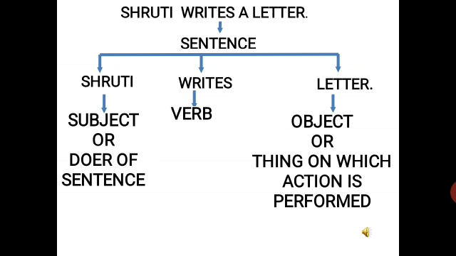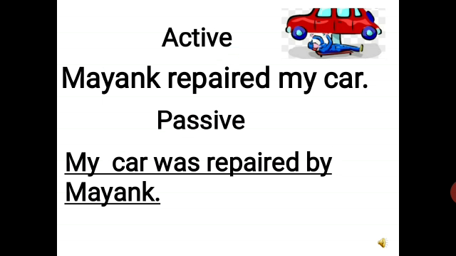Now the question arises, what is a letter? Children, can you tell me? No, no problem. Letter is our object. Do you know what is an object? An object is a noun. It may be a pronoun or a noun phrase on which a verb performs an action, and this object may be direct or indirect.